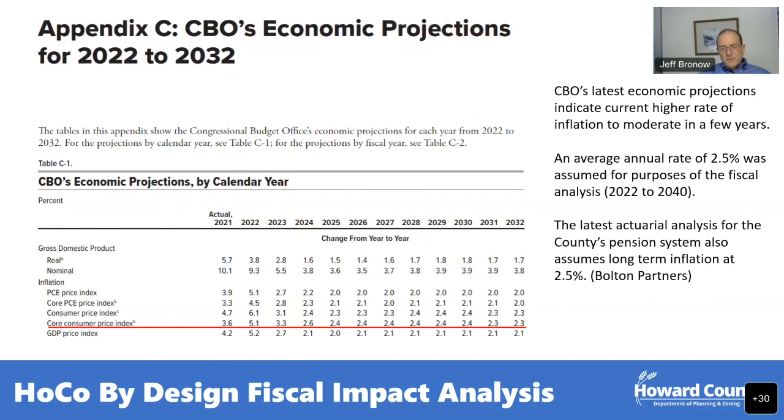But you can see their projections, given what the Fed is doing, lowering interest rates over time. The intent is to get inflation down to 2.4%, 2.3%. This is the CBO's projection. So for the fiscal model, we assumed the long-term 18-year average annual rate of 2.5%, just for purposes of the fiscal model, and that's pretty much in line with the CBO projections. The other thing is that the county's pension system uses a long-term rate of 2.5%, and that's from our actuarial consultant, Bolton Partners. And so it aligns also with that. So we thought 2.5% was a good rate to use.